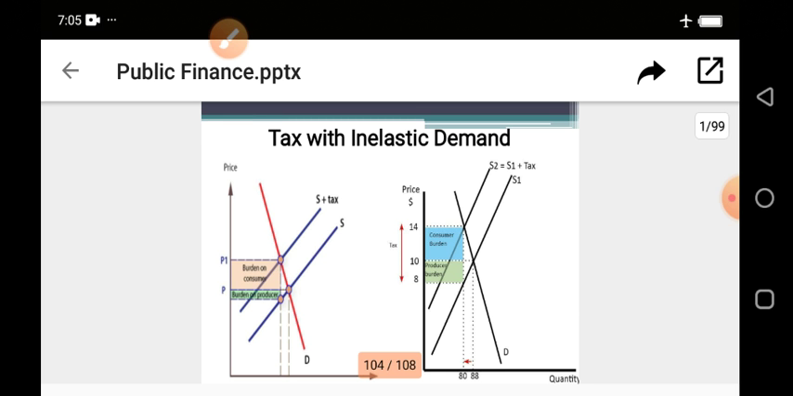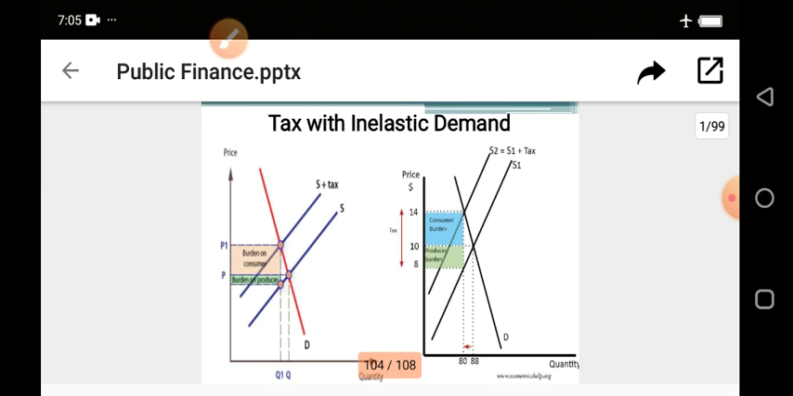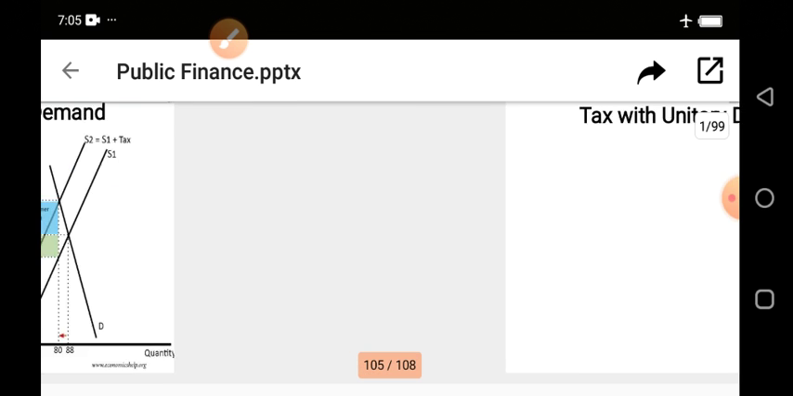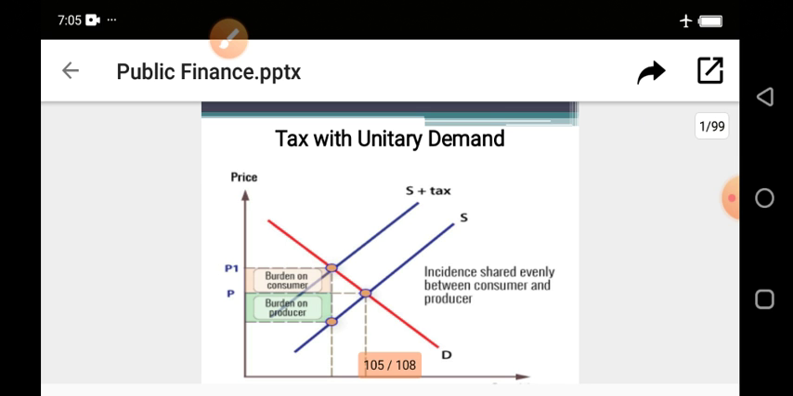Inelastic shows that a little change in price will lead to little or no change in quantity demanded. You can see for yourself, looking at the second diagram, which is this one. The same explanation as I gave in the first one also applies to this. Now, if it's unitary, it shows that they will both share the burden of the tax, 50-50. The incidence is shared evenly between the supplier and the consumer because the demand is unitary in nature. So even when tax is introduced, the producer and the consumer both share the burden together.